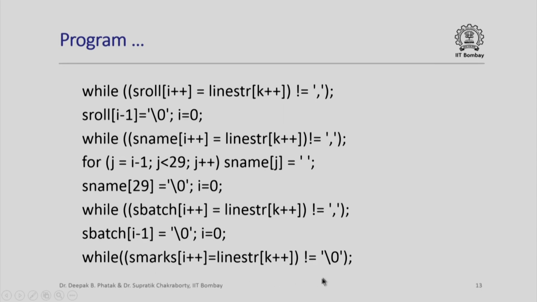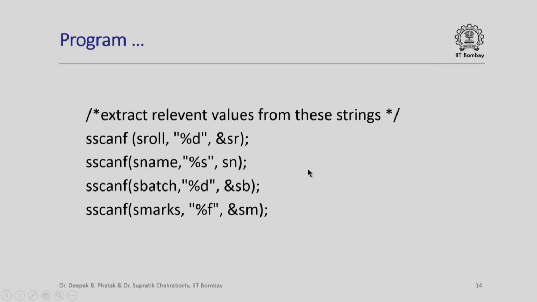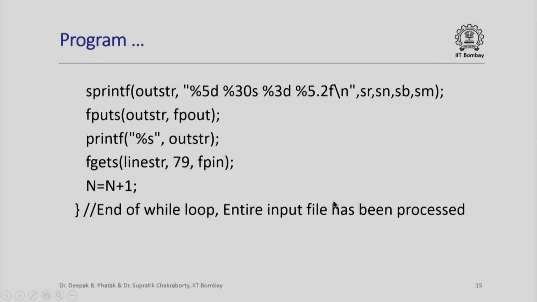Observe that I do not test for comma this time, but only for end of the line string. Having extracted these, I extract the relevant values from these strings. So, I use sscanf to convert the value from the string sRoll into sr using a %d specifier in format. Similarly, I convert this string into another string sn, I convert sBatch into an integer sb, I convert sMarks into a float variable sm. So, I got these 4 values separated out in internal form.